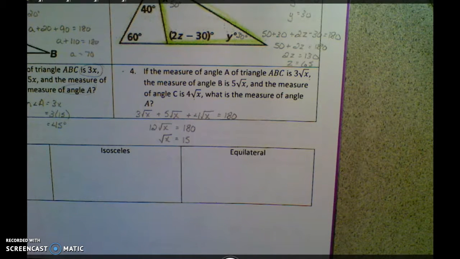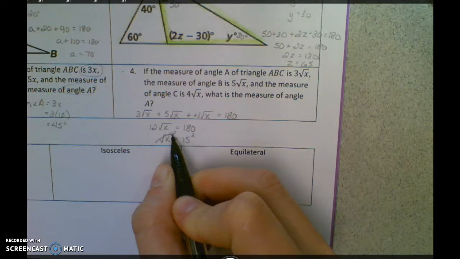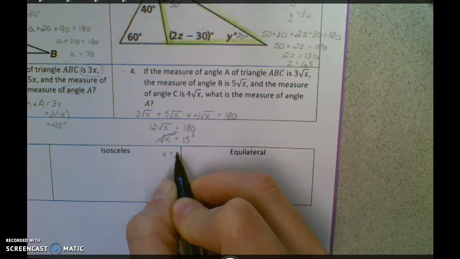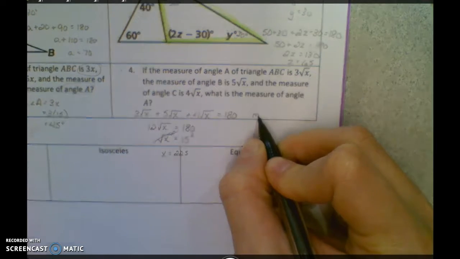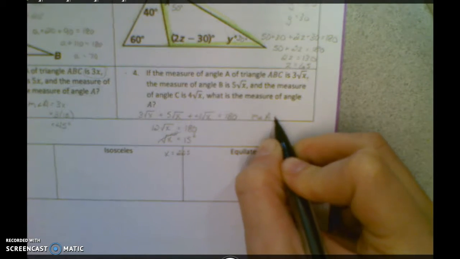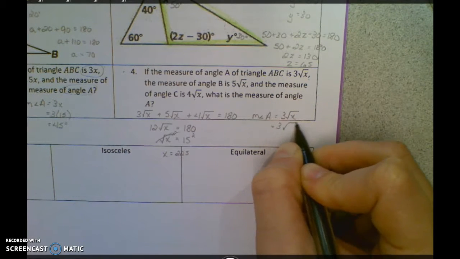And now I'm not done, because the square root of x is 15. To undo a square root, remember, we square. So x is actually 225. So when I go to find the measure of angle A, the measure of angle A is 3 root x. Well, we now know that x is 225.